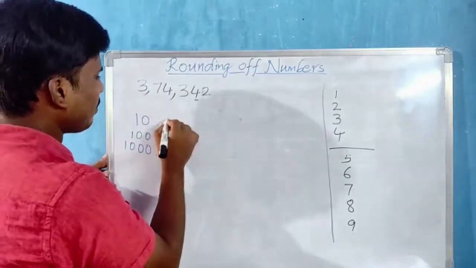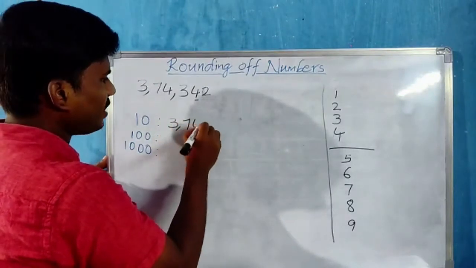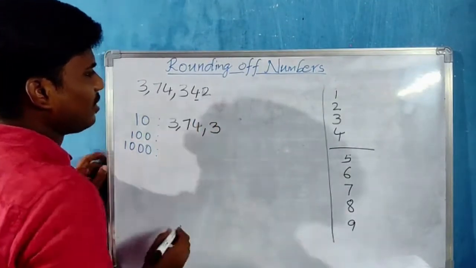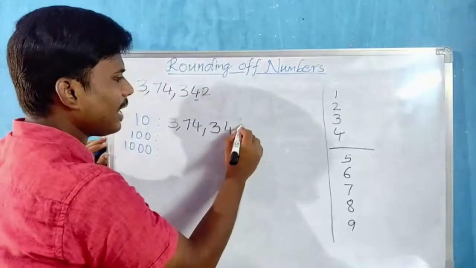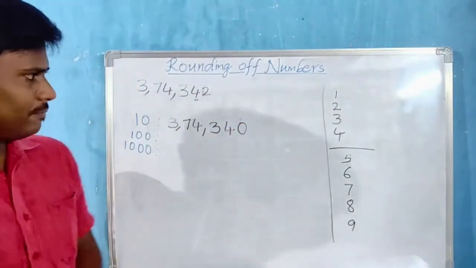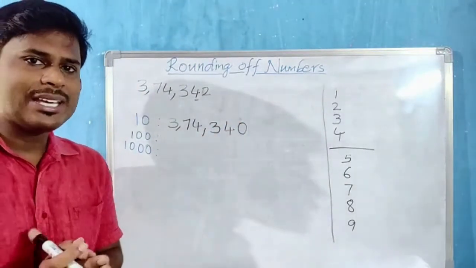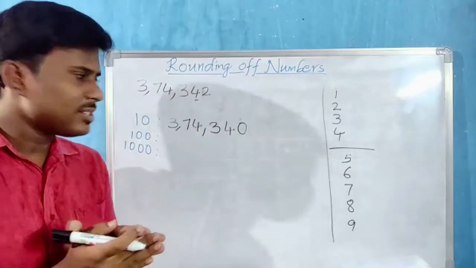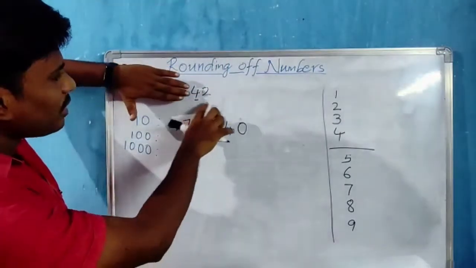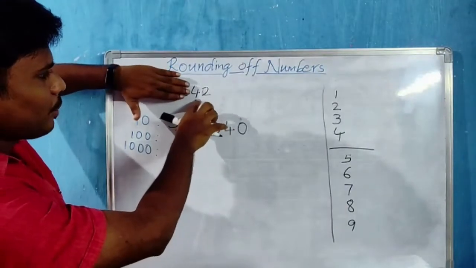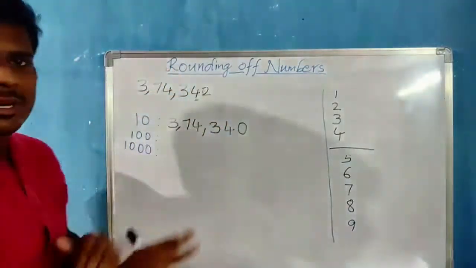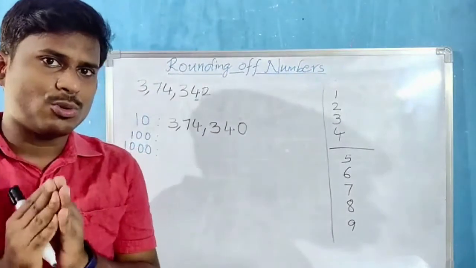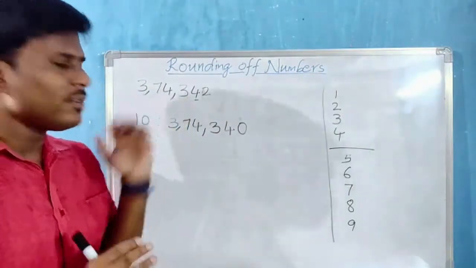So I am writing the same number like this: 3,74,300, 4 as it is, and 0. So the meaning is that these numbers, once check, we have the tens place, right? Tens place means let us look at only these two numbers. These two, 42 is our number. Now these 42 on a number line, just look at only 42.